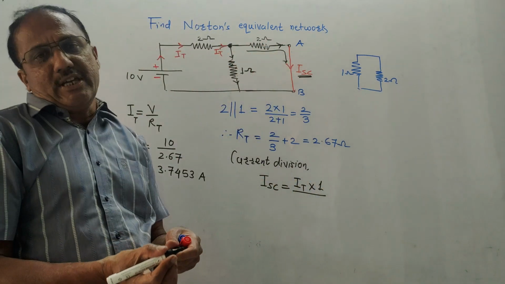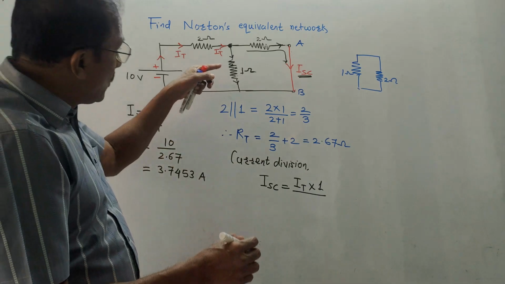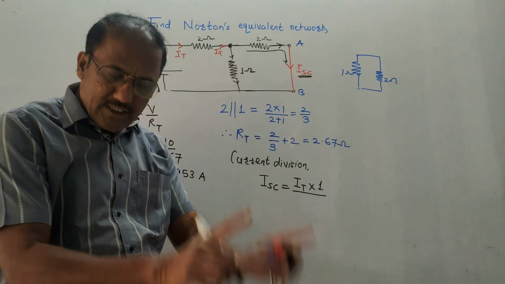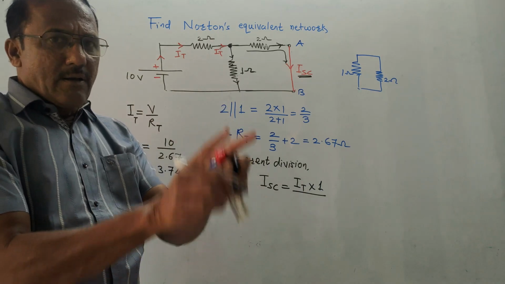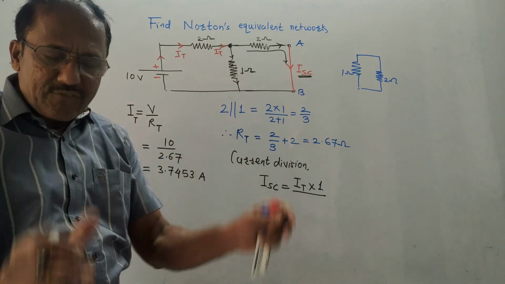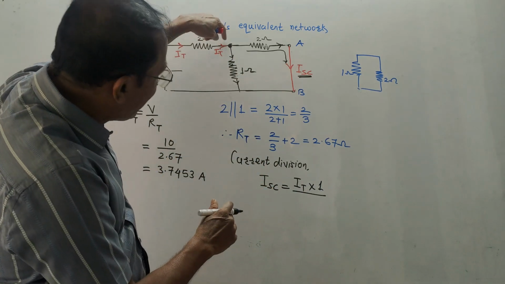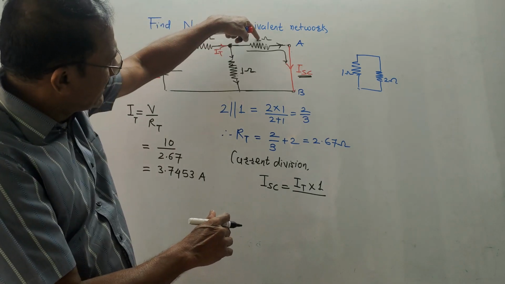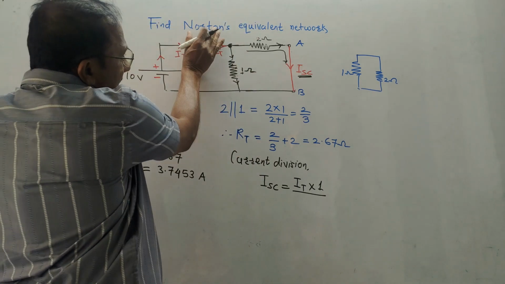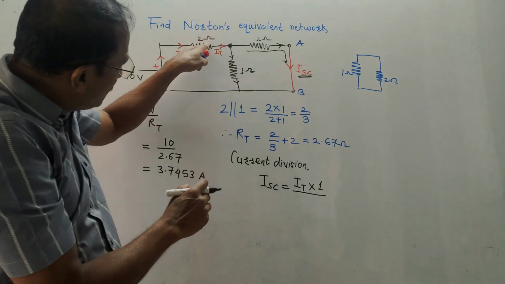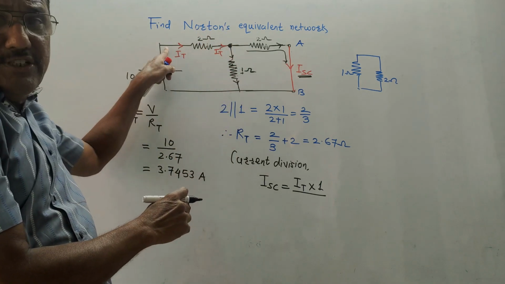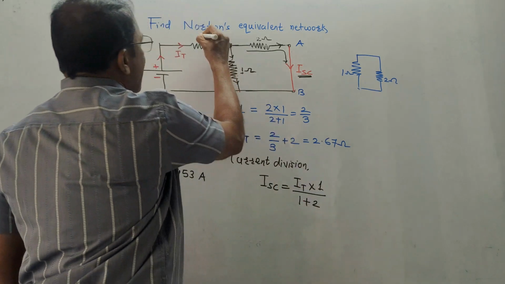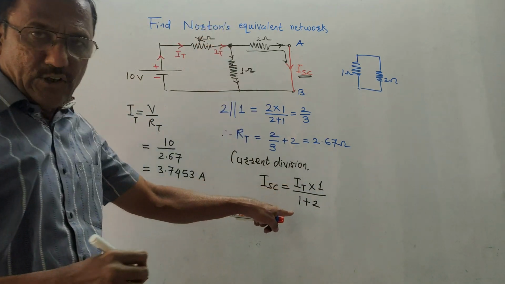Now, a common mistake. Addition of resistance means don't consider this 2 ohm resistance. Addition of resistance means what? Consider the resistances present only after the current division point. This is the current division point. After this I have 2 resistances, 2 and 1. I won't be considering this 2 ohm resistance, because it is before the current division point. So it is 1 plus 2. I haven't considered this 2 ohm for this calculation.